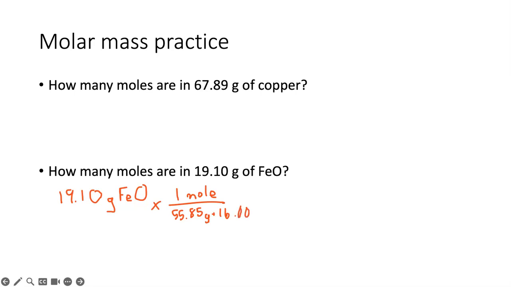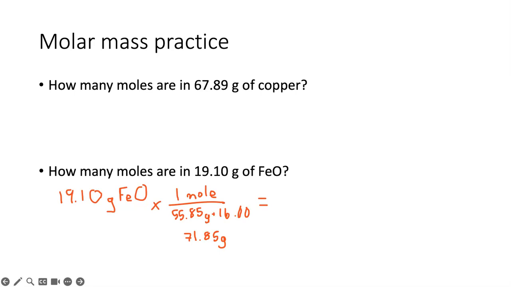And so when I add these two numbers together, I'm going to get 71.85 grams. So I'm going to end up dividing by 71.85 grams. And this is for FeO. Okay, so all I did was add those two things together. And if I have more atoms, I can just add all of those together. And I'm just going to add up their masses on the periodic table.